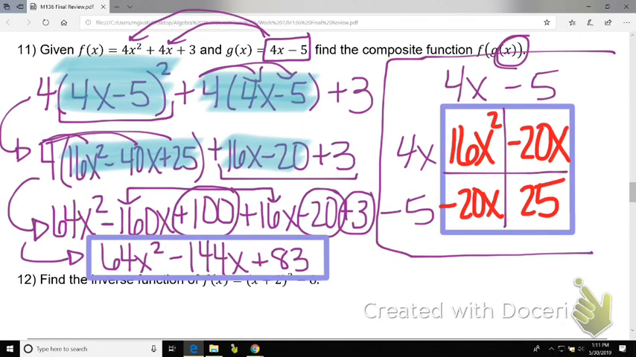So when it says find the composite, it's a big plug and chug problem. But once you plug that in and do your substitution, everything beyond that was just simplifying. A whole bunch of multiplication, and then eventually you're just combining like terms. So are we good with number 11? A lot of work, but nothing that you guys can't handle. Especially if you're a dual credit student, we should definitely be able to handle all that multiplication and combining like terms.